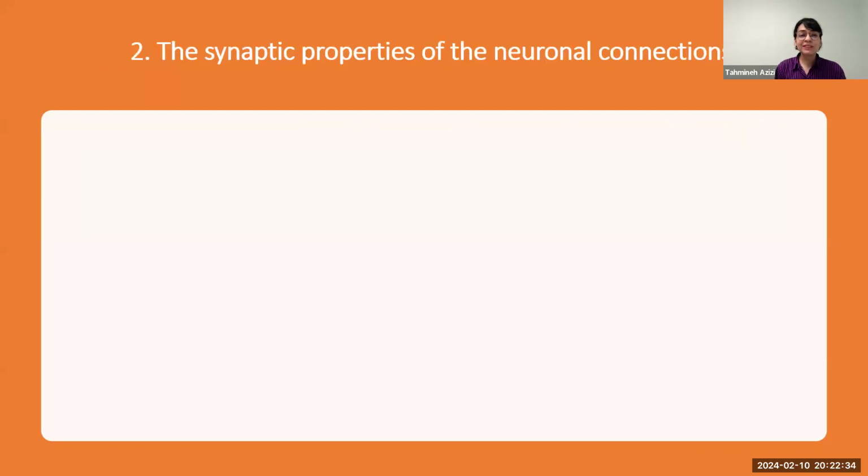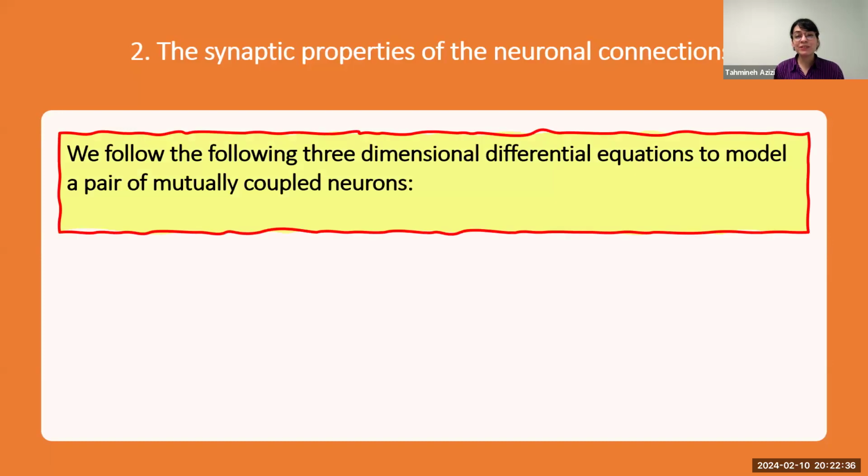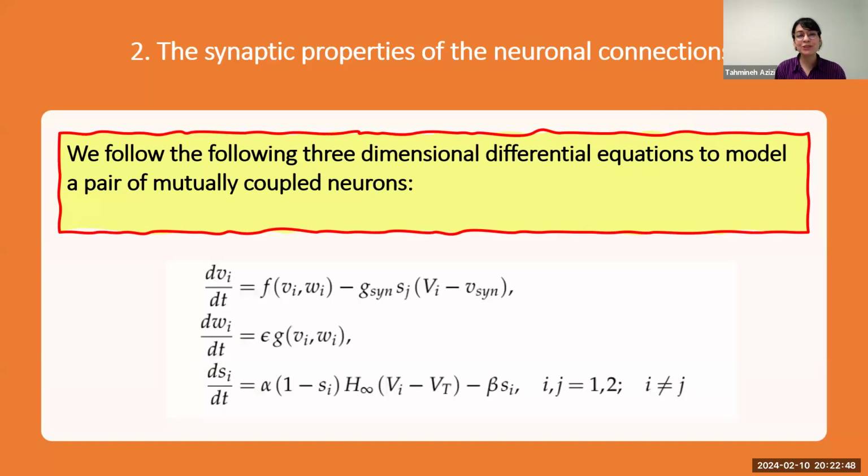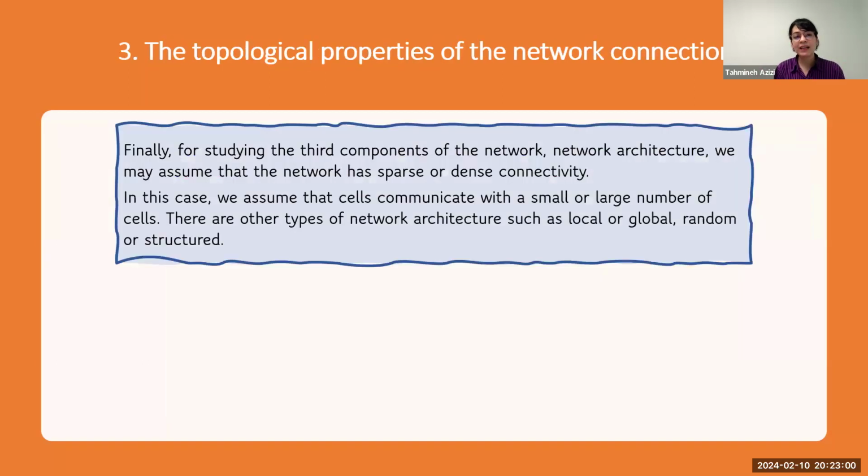The second one is based on the synaptic properties of the neural connection, where we follow a three-dimensional differential equation to model a pair of coupled neurons. So again, we are talking about a network of neurons, but we include the synaptic properties of the neuron connection. These are the parameters that we had before, now included here. Again, the same model that we have.